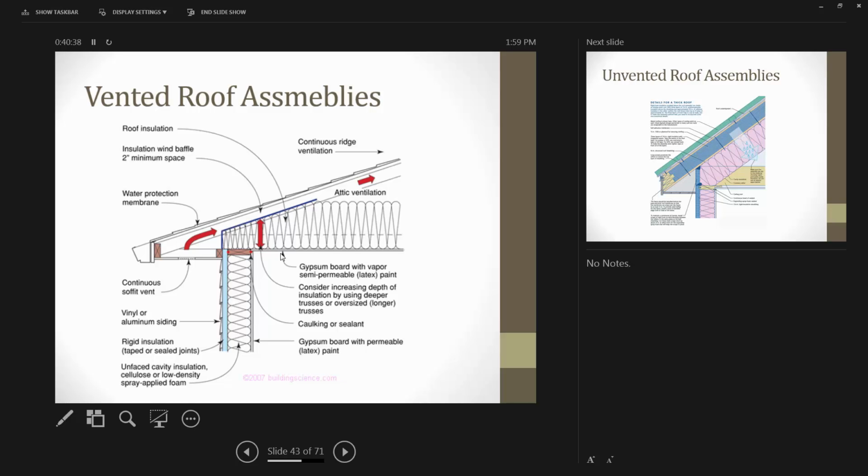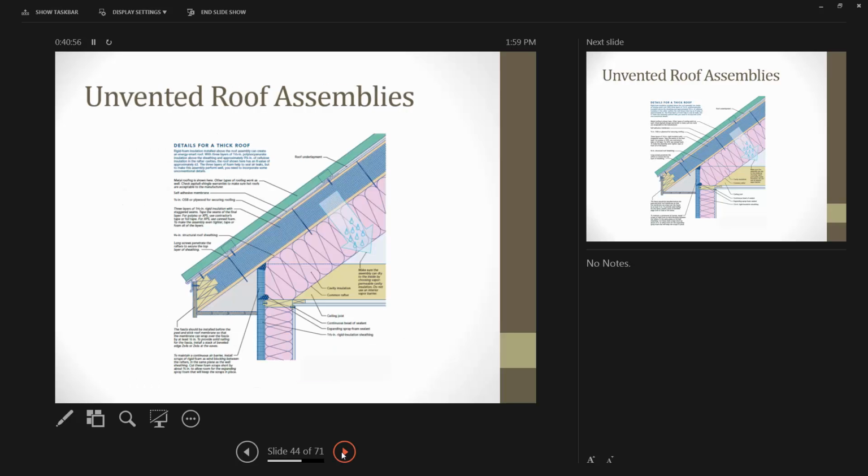Did you guys talk about that? The vapor drive a little bit? Yeah. We can talk about that. We'll talk about that a little bit more, I guess, when we get into the wall assemblies then.